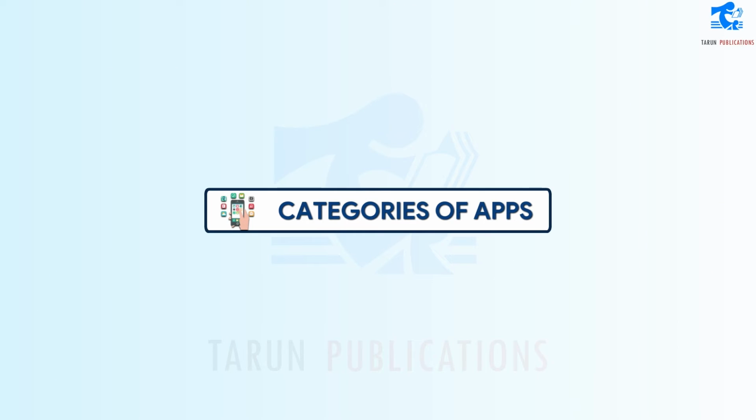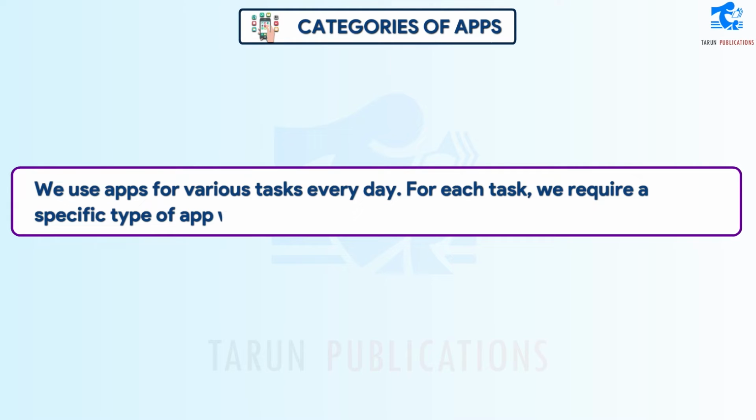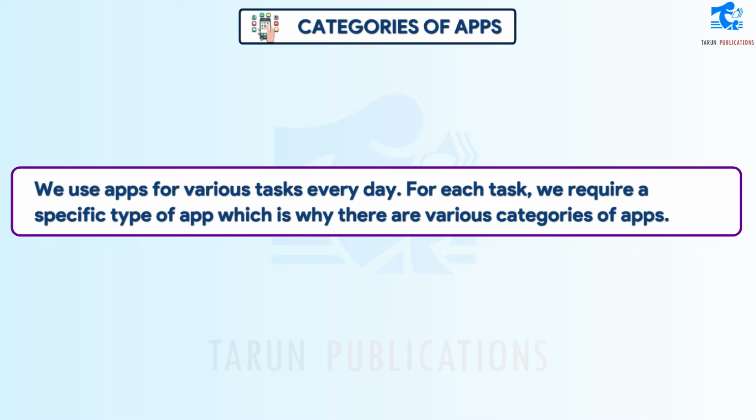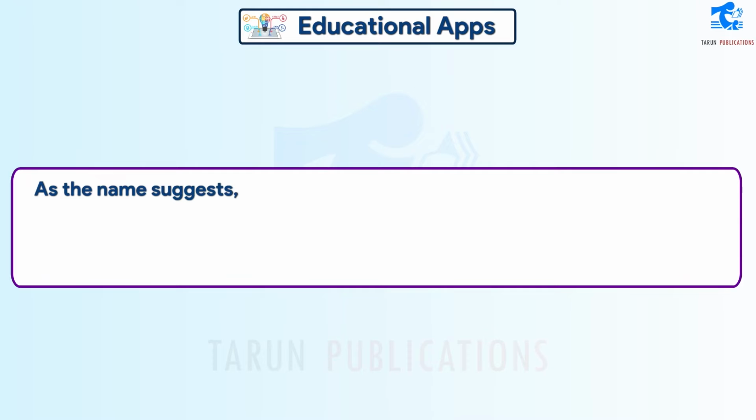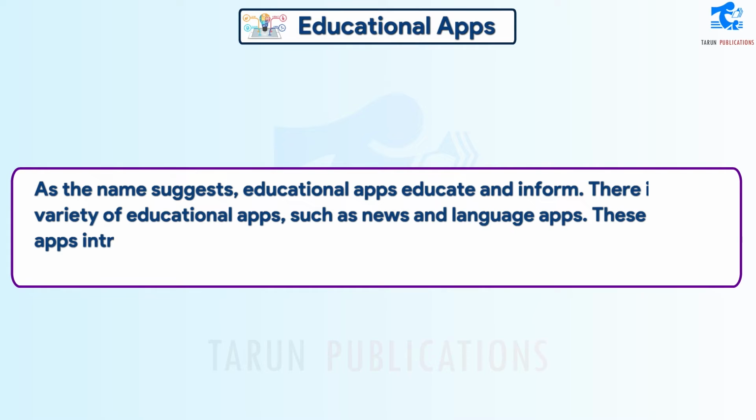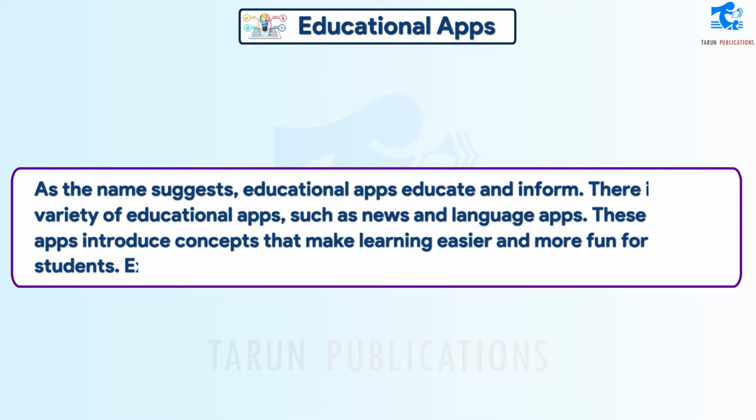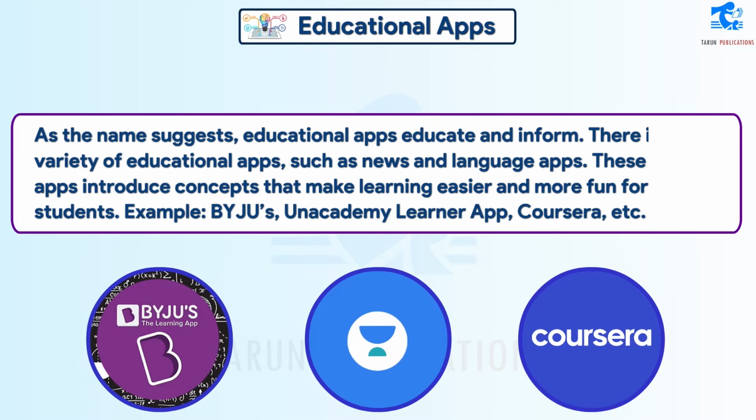Categories of apps. We use apps for various tasks every day. For each task, we require a specific type of app, which is why there are various categories of apps. Educational apps. As the name suggests, educational apps educate and inform. There is a variety of educational apps, such as news and language apps. These apps introduce concepts that make learning easier and more fun for students. Example: Byju's, Academy Learner app, Coursera, etc.